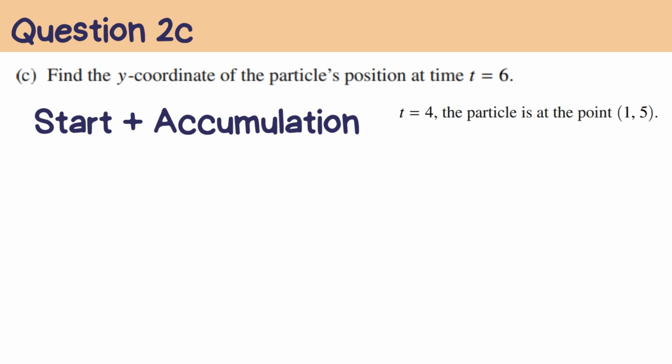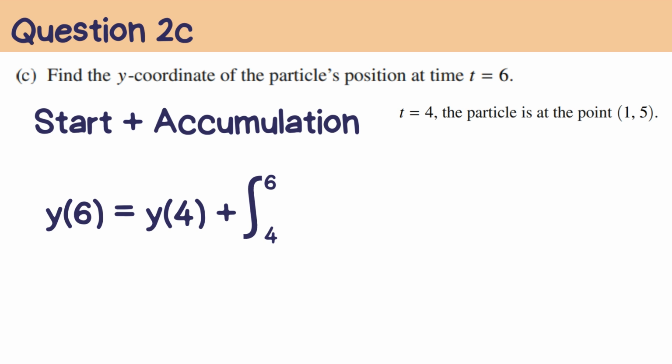So my start plus accumulation method will be y of 6 is equal to my start, which is y of 4, again that is given, plus the integral from my start time, which is 4, and my end time, which is 6. And that's all going to be y prime of t. Now we have to figure out what y of 4 is.